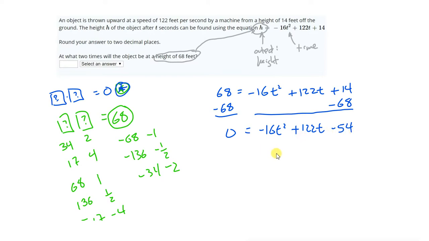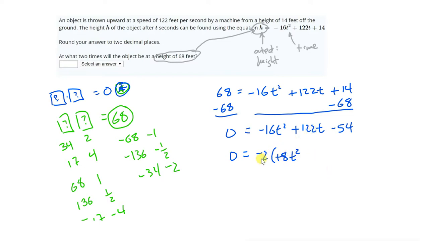Let's try factoring out a 2 and see what we get. Okay, so if I factor out a 2, and actually I don't like a negative at the beginning, so what if I factor out a negative 2? Can I factor out a negative 2? What do I end up with? Negative 16 divided by negative 2 is positive 8, my bad. Okay, so positive 8t squared.